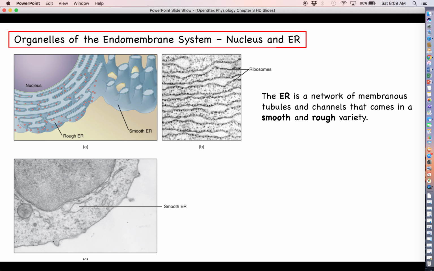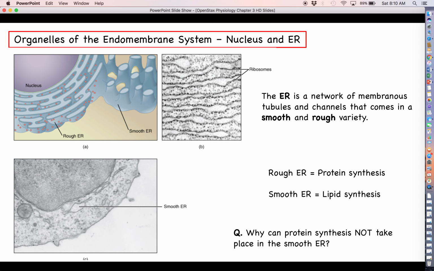It appears rough and studded with little black dots, because those black dots are ribosomes. So the rough ER is rough because it contains ribosomes, and because of that, it is where a lot of protein synthesis occurs. The smooth ER, on the other hand, does not have ribosomes and therefore focuses on lipid synthesis. The smooth ER contains a lot of enzymes that modify cholesterol to make things like steroid hormones.